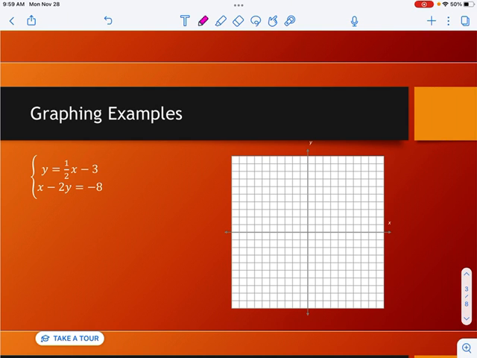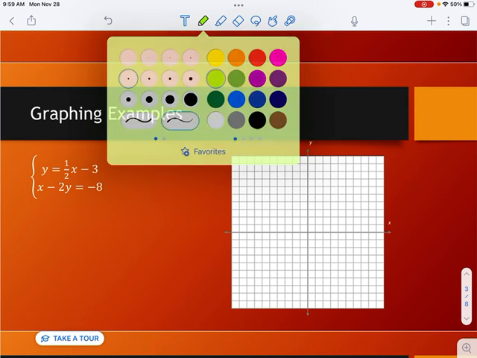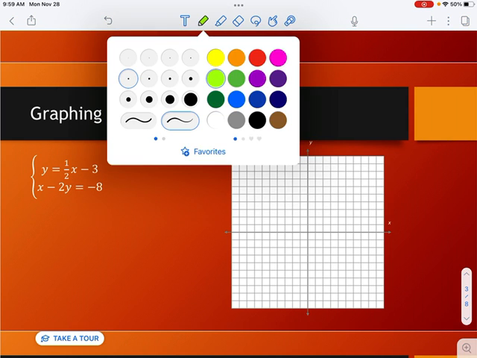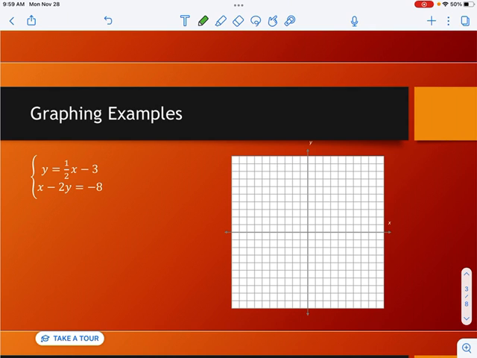Now I would like to take a second and go through what these look like compared to what we have been doing. On this first one, I'm going to go ahead and graph it. The slope would be 1/2. The y-intercept would be -3. So if I come over to my graph, I start at -3 on the y. I go up 1, right 2, up 1, right 2. I connect that line, and there's the first line.